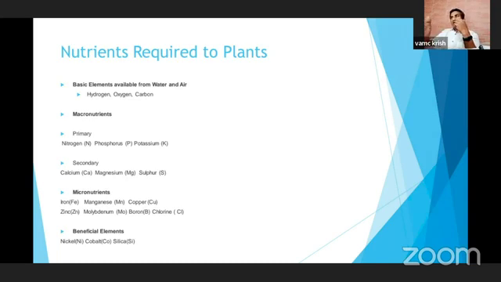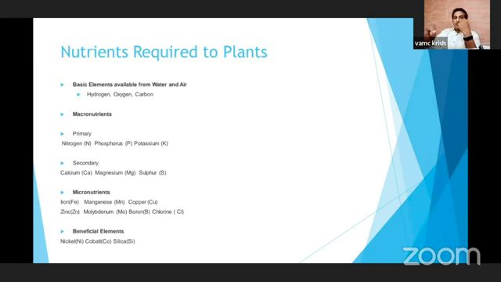Macronutrients are divided into 2 types, primary and secondary. Primary means NPK: nitrogen, phosphorus, and potassium. These are must-haves for plants at different growth stages, like vegetative and fruiting, and we need to build our recipe around them. Secondary nutrients are calcium, magnesium, and sulfur. Macronutrients are needed by plants in larger amounts.